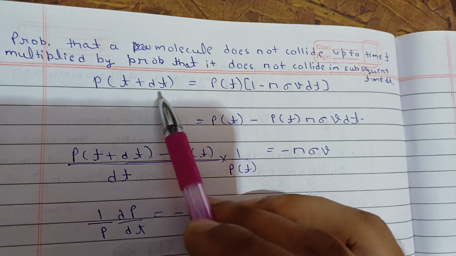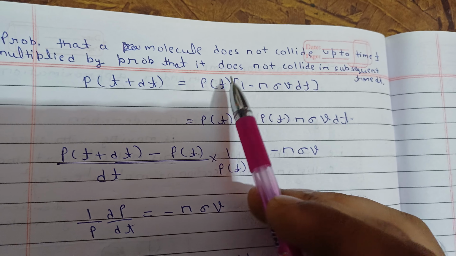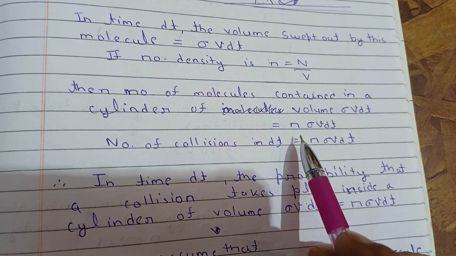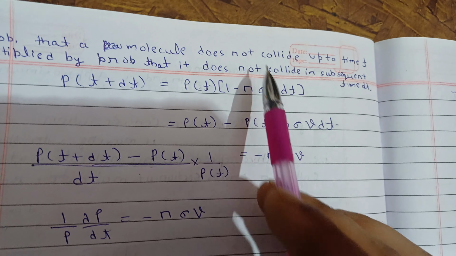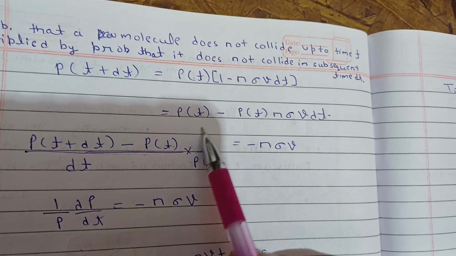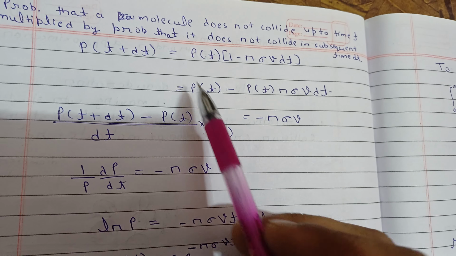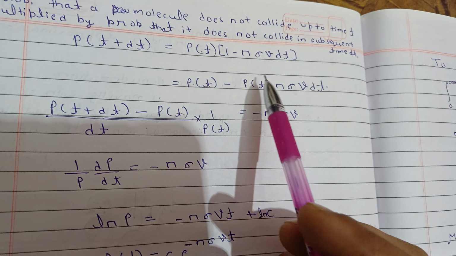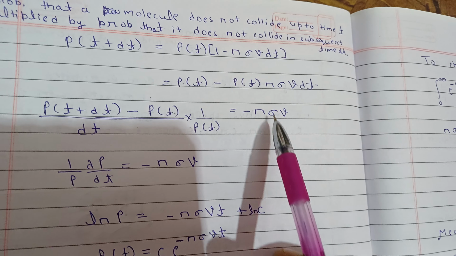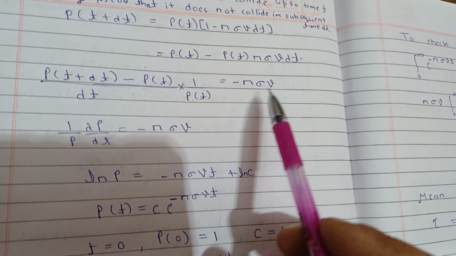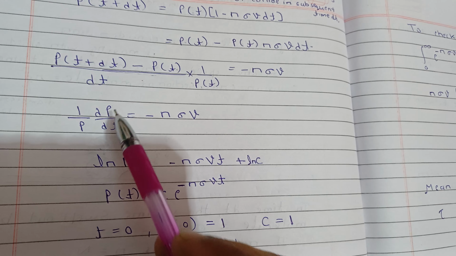So P(t plus dt) equals P(t), not colliding up to t, times the probability of not colliding in dt. Now we know the probability of colliding in dt time is this, so not colliding will be given by 1 minus this. That is your probability. Now we just simply solve this: P(t plus dt) minus P(t) goes this side, and dt goes this side. You can just rearrange this. It becomes dP by dt equals P times minus n sigma v. Now integrate 1 upon P dP, with dt here.